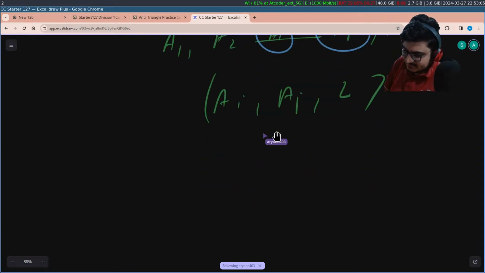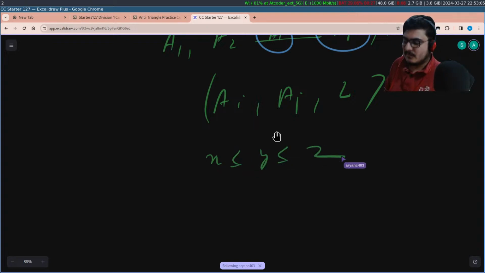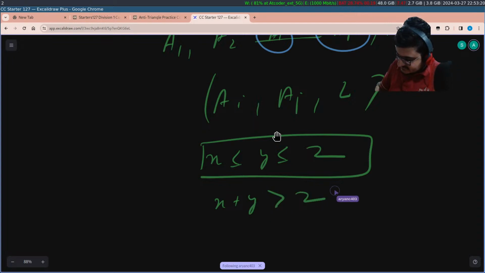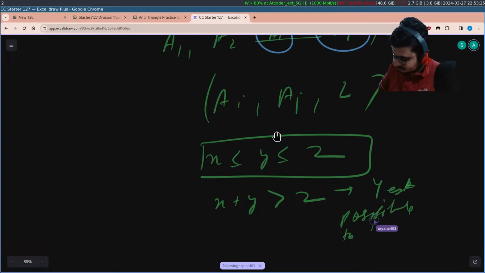They are also given that if we look at the three sides of a triangle, x less than y less than z, and you take the sum of the smaller two sides, if it is greater than z, then the answer is yes, it is possible to form a triangle. Or otherwise no.